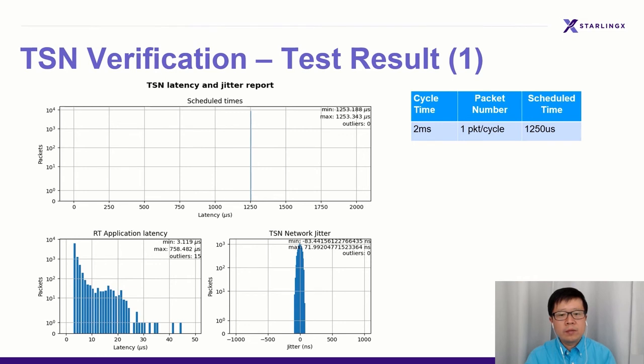The bottom right figure is the TSN network jitter. You can see a very, very sharp peak. It shows the variance of the scheduled time is extremely small, less than 100 nanoseconds. As I know, in some critical industrial user scenarios, the jitter of the scheduled time is required to be less than 1 microsecond. Our test result shows that TSN technology can meet the requirement.